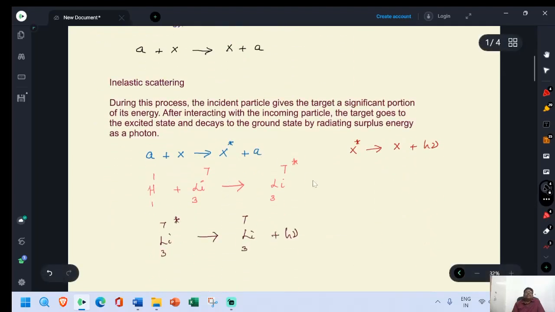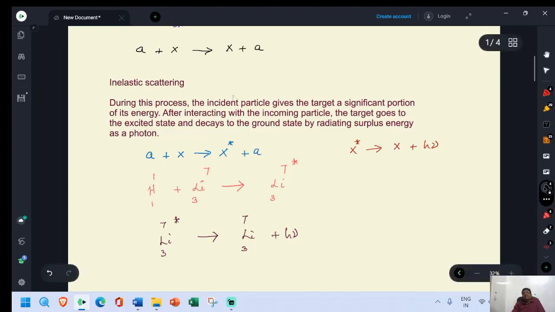Second one is inelastic scattering. During this process, the incoming particle transfers a certain amount of energy to the target. Therefore, the target is promoted to the excited state. We won't expect the target in the excited state for a long run, so it reaches its ground state by emitting a photon of energy h nu.